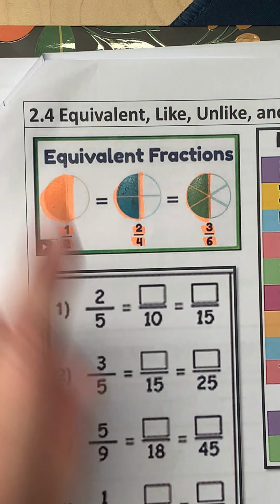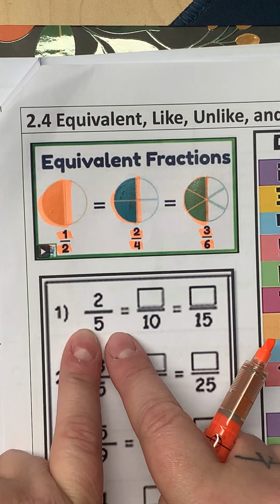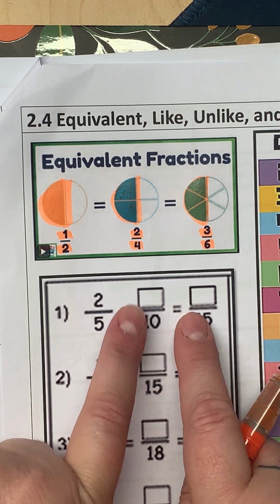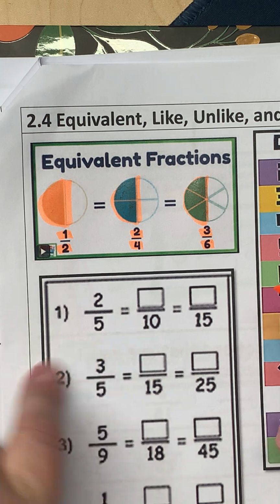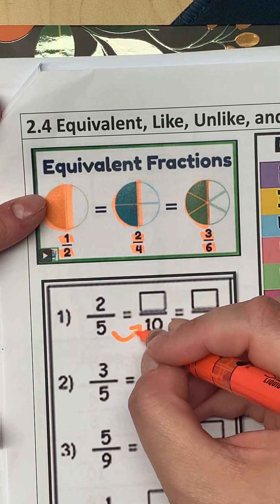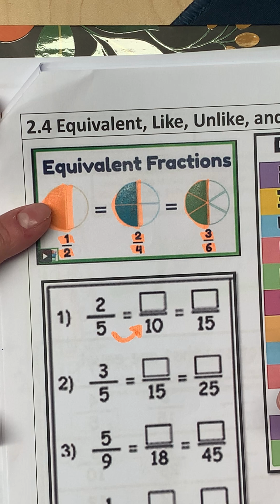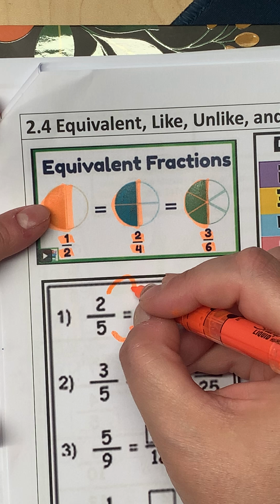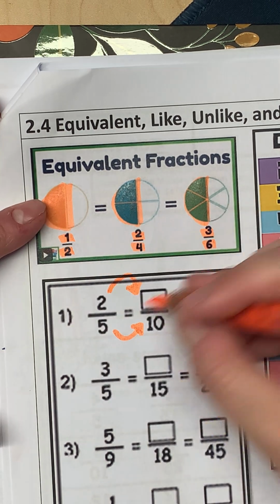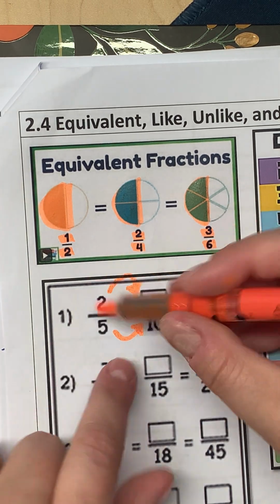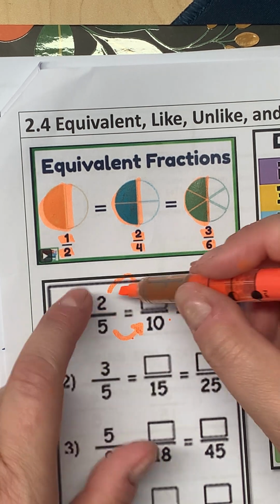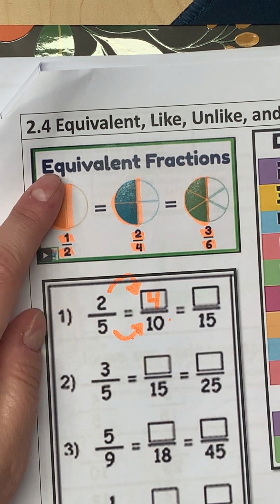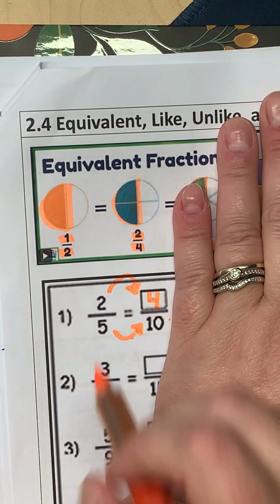If we look at number 1, it says 2/5 and something over 10 are equal fractions because they have those equal signs. Well, let's think about this. How do we get from 5 to 10? We multiply by 2, right? Okay, well, let's do the same thing. Multiply by 2 on the top. So on the bottom, 5 times 2 is 10. On the top, 2 times 2 is 4. So these are equivalent fractions.